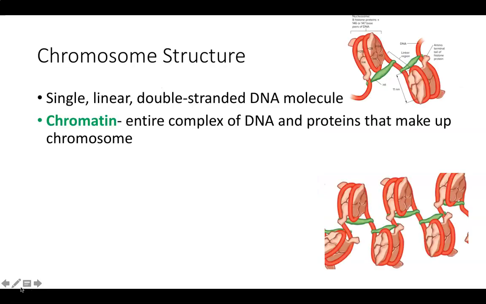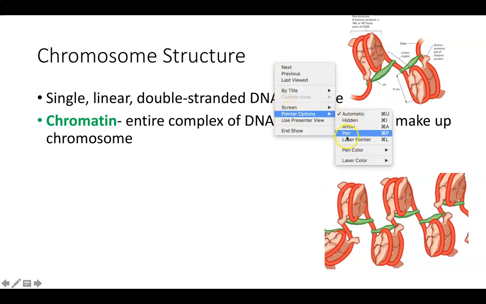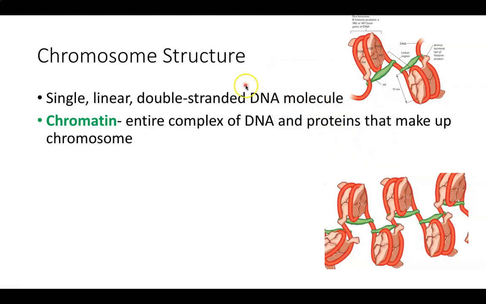When we look at our chromosome, we know that the chromosome is essentially comprised of this double-stranded DNA molecule. It's comprised of this single linear double-stranded molecule. So we know our DNA is going to be comprised of a strand, and those strands are going to come together to form a double helix. And that's what this first line is essentially talking about.